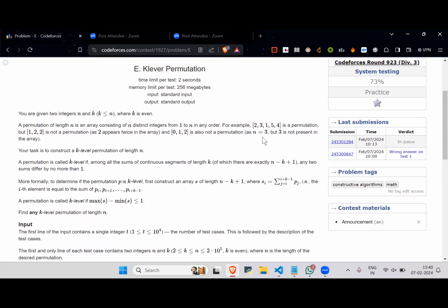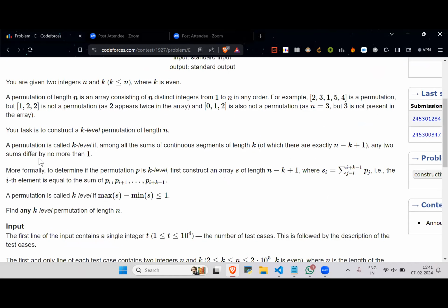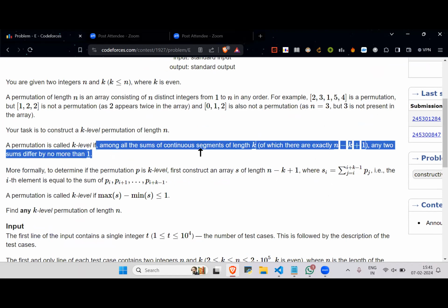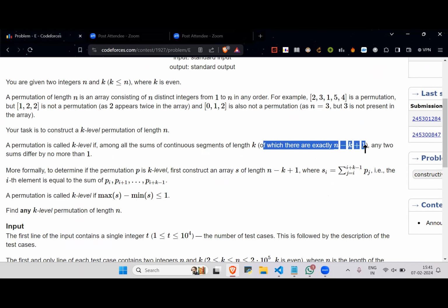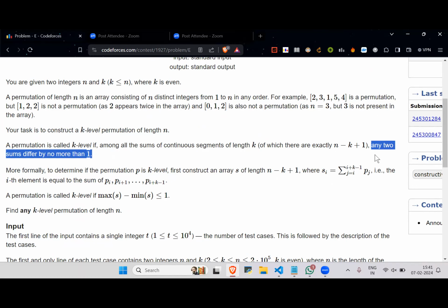should not have a huge difference between their sums, right? So now there is something defined as a k-level permutation. A permutation is called a k-level permutation if among all the sums of contiguous subsegments of length k, of which there will be n minus k plus 1, any two sums should not differ by more than 1.